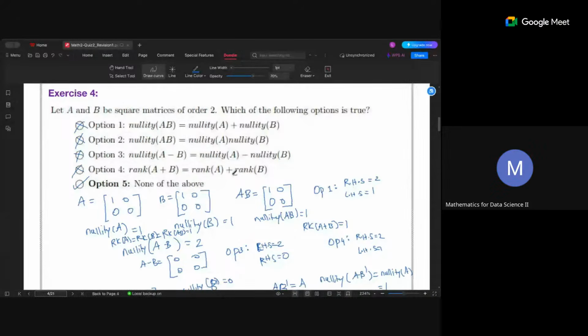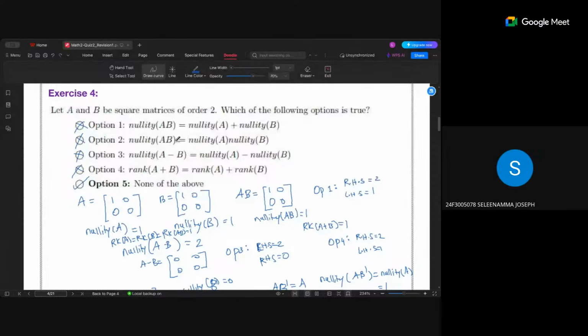So, nullity of A into nullity of B becomes 0. In that case, we can argue... What can you argue? Sorry, you are saying that nullity of A is 0 or A itself is 0? Suppose nullity of AB is 0. Nullity of AB is 0. Okay.